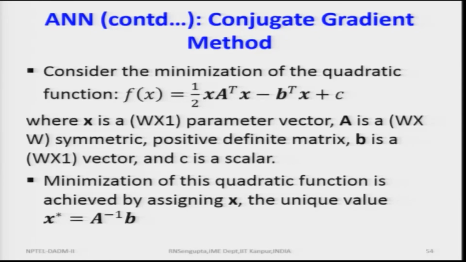Here A is basically the W cross W symmetric matrix. W is the size of the weights which you are going to consider, x is a W cross 1 parametric vector, and b is a W cross 1 vector of parameters, and c is a scalar. So, what we want to find out is that value of x star based on which we can minimize or maximize the functional form such that we achieve the objective function as maxima or minima.